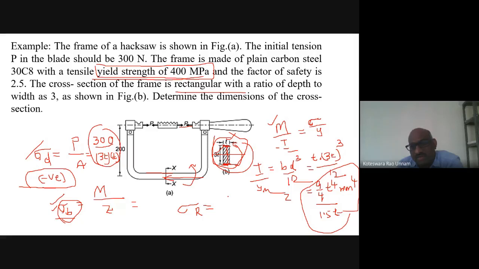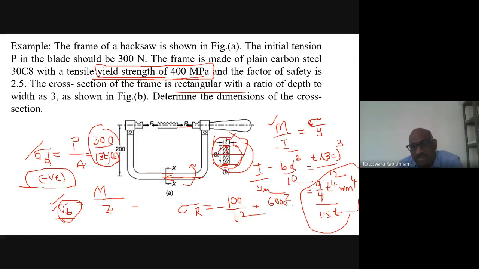So you will get an equation something like this: one is 300 divided by 3t square. So I'll get 100 by t square as the first term, that is direct stress with the negative sign here, direct is negative, plus here the bending moment is 300 into 200, that is 60,000.